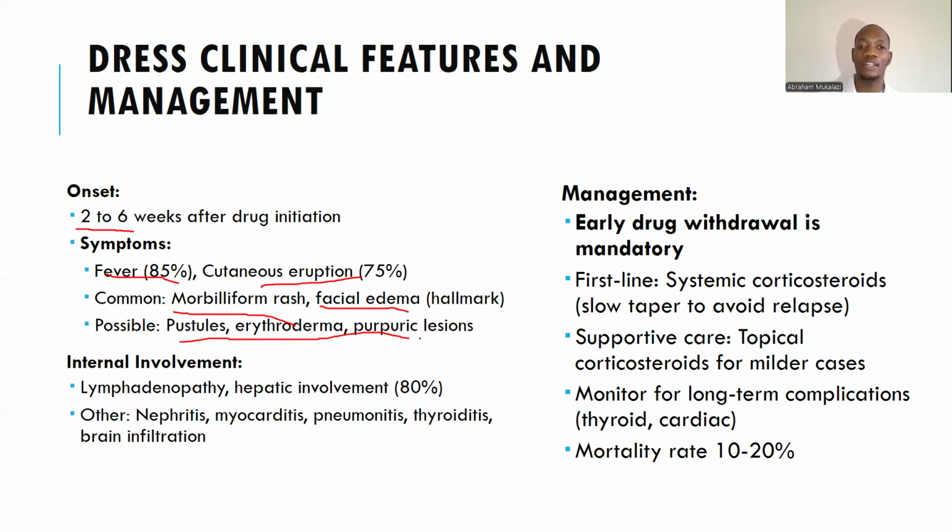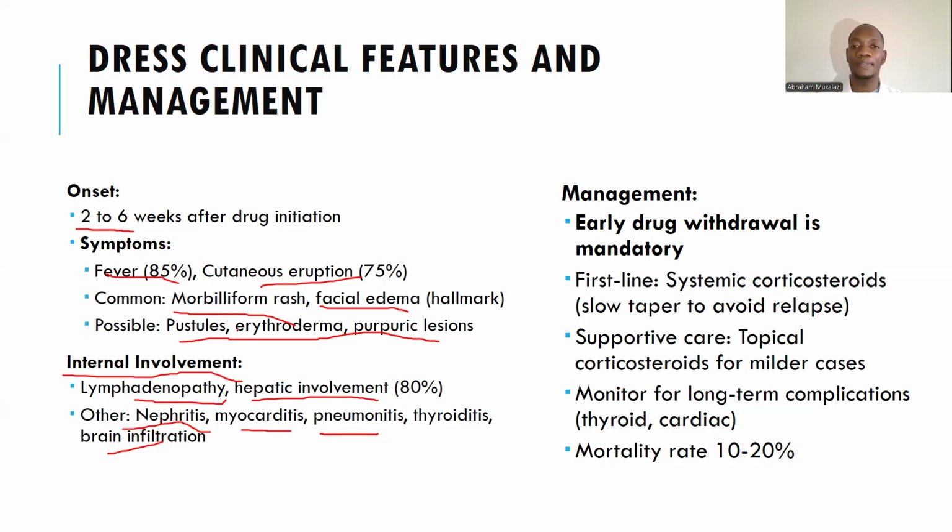Other skin manifestations that have been reported include an erythrodermic picture, where the entire skin is almost covered with a rash. Sometimes they can get papular lesions or even pustules, just like in AGEP. So the internal organ involvement starts from lymphadenopathy. You have marked regional lymphadenopathy, especially in the cervical and axilla. Then you can have liver involvement in up to 80% of the cases. Then other organs like the kidney can be involved, the heart, the lungs, the thyroid, and sometimes even the brain, ending up with edema in the brain.